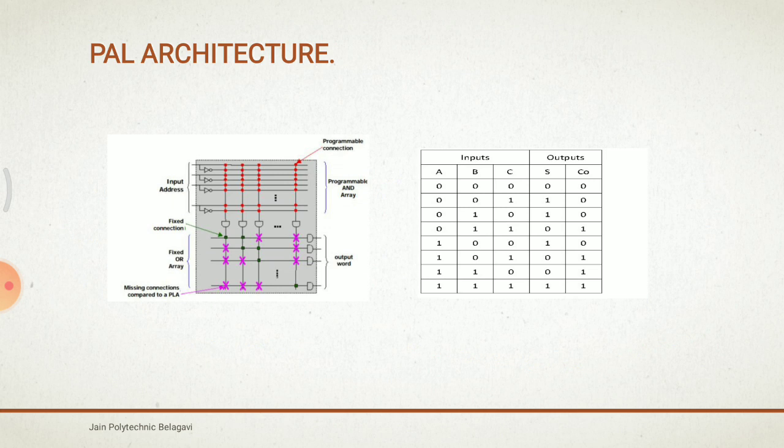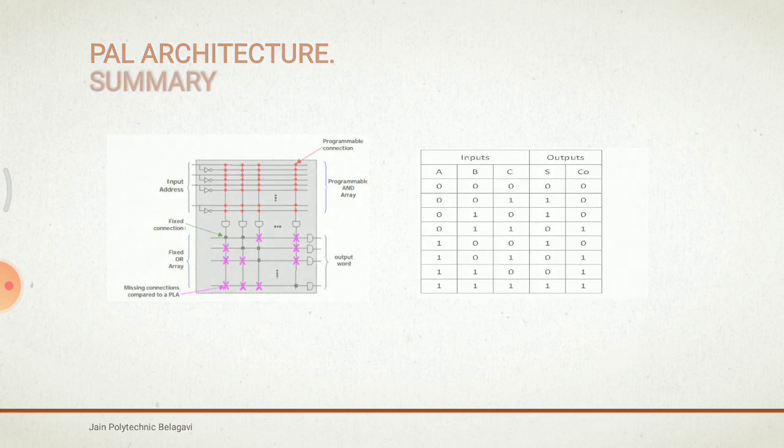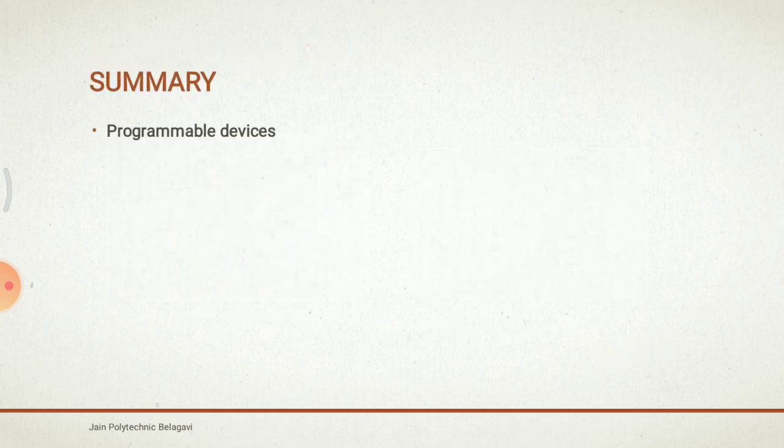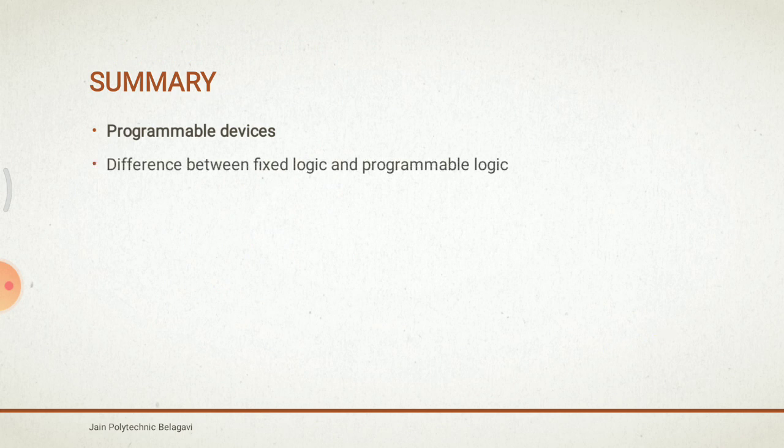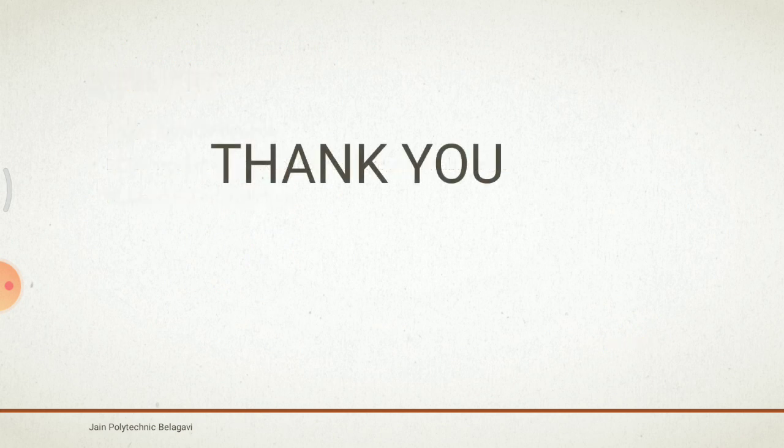See here, it consists of an input address, fixed connections, or a fixed OR array, with missing connections compared to the PLA, and programmable AND arrays giving the output word. So that is the PAL architecture. In this session we have discussed programmable devices, the difference between fixed logic and programmable logic, and the PLA and PAL architectures. Okay, thank you.